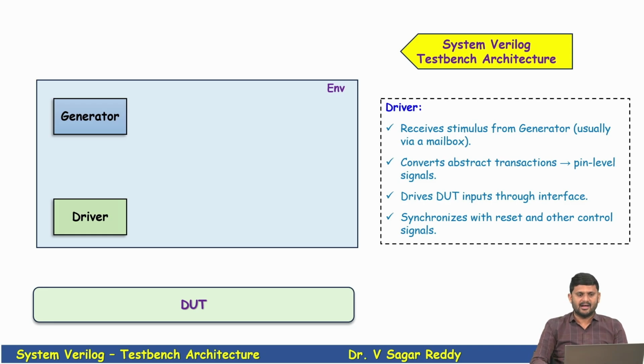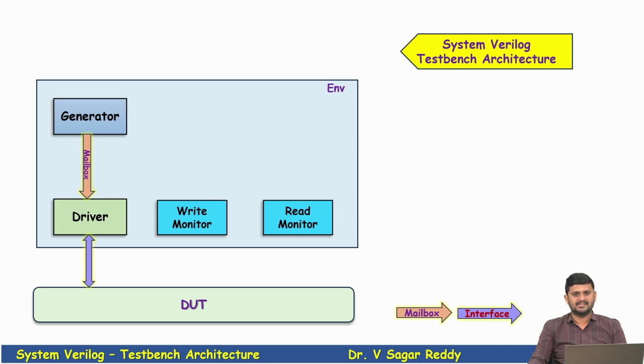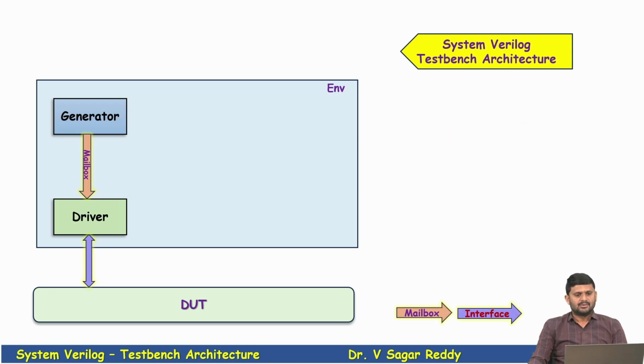So now, if the generator is the brain, the driver is the hands, and it physically applies the stimulus to the design. If you see the mailbox, those are the interface connections. Now look at this slide carefully, because something important has been added here. We can now see a mailbox connection between the generator and driver, and the interface connection between the driver and the DUT.